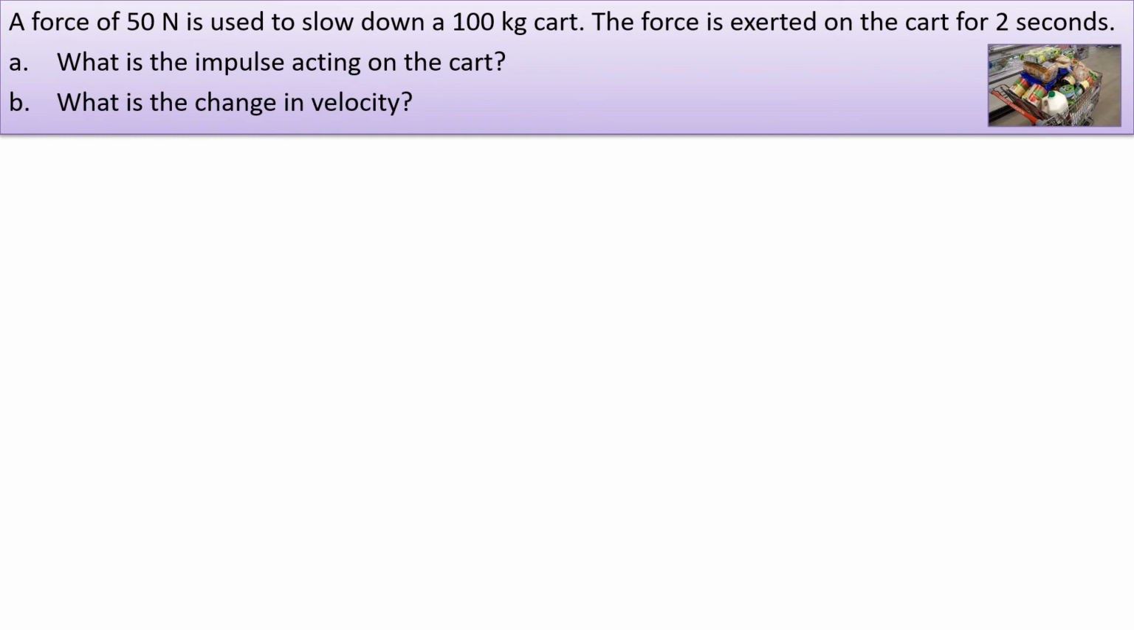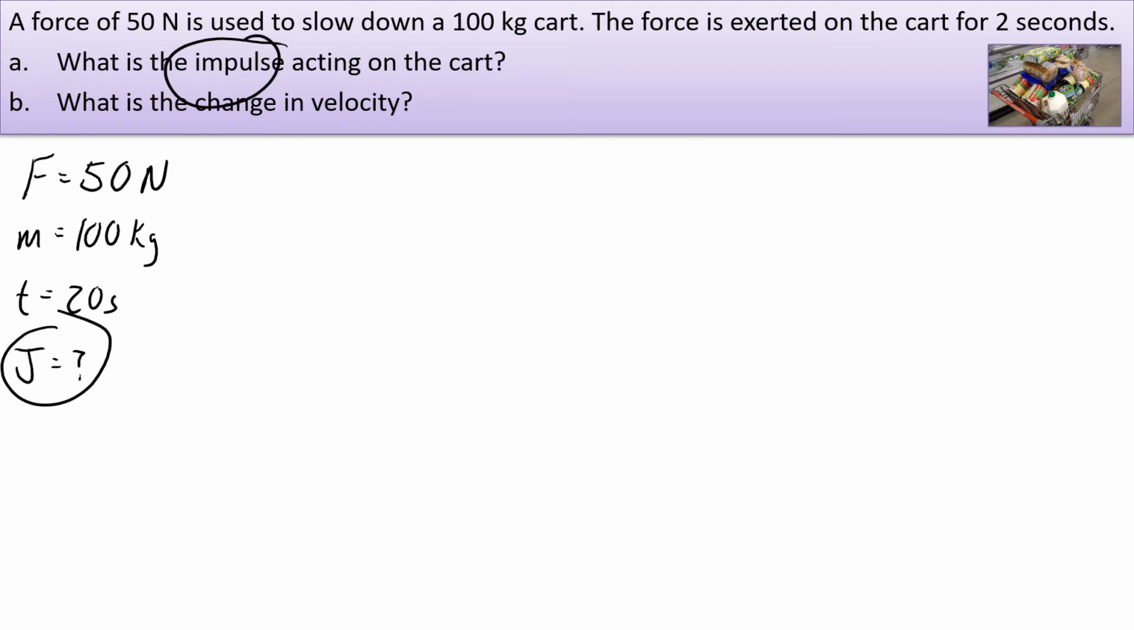Let's start by writing our given information as always. And this is super important when you're doing impulse momentum theorem problems. The mass is 100 kilograms, the force is 50 newtons, the time is 20 seconds. Now, what are they looking for? J. Okay, what is the impulse acting on the cart? Don't forget that impulse is J. So the first thing, I'll write out the whole impulse momentum theorem.